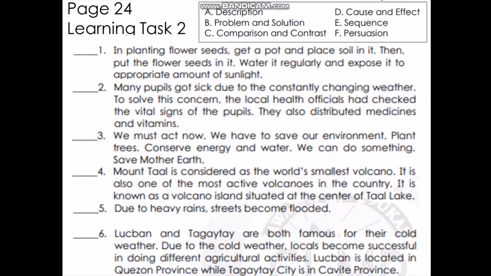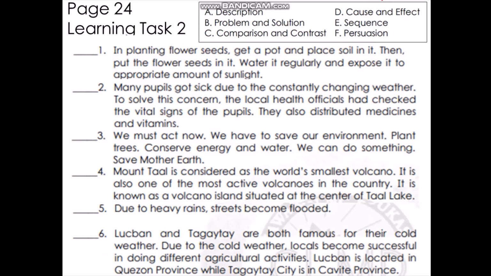Okay? So, for number 1, in planting flower seeds, get a pot and place soil in it. Then, put the flower seeds in it. Water it regularly and expose it to appropriate amount of sunlight. Is it A, B, C, D, E, or F?